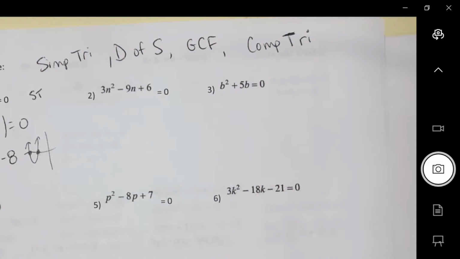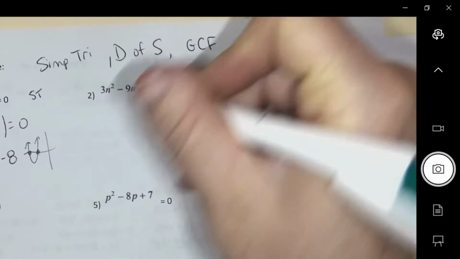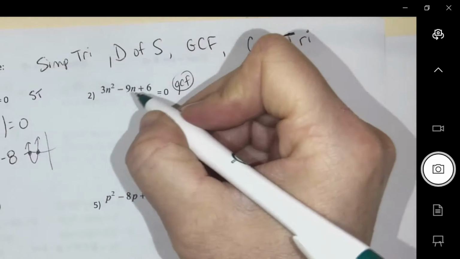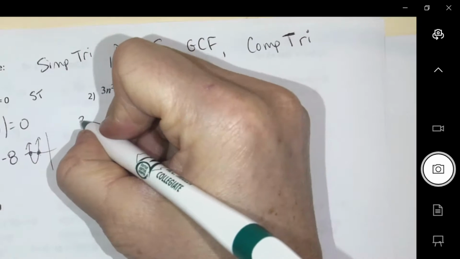Number 2. What do we want to do with number 2? We could go into the complex. That would work, but there's a GCF in here. If there's ever a GCF, I'm going to do it. It will make it easier. Okay, so GCF, what, and what? I can take something out of all 3 things. I could divide them by 3.